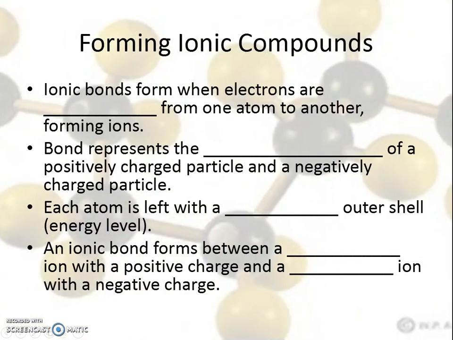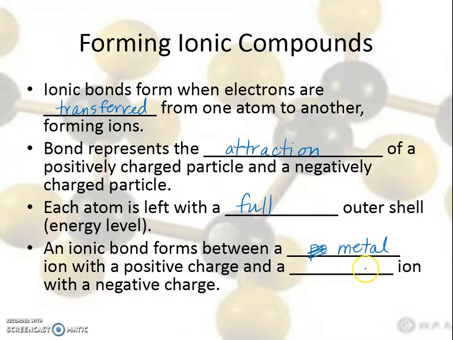So, forming ionic compounds. Ionic bonds form when electrons are transferred from one atom to another. And when they transfer these, they form ions. The bond represents the attraction of a positively charged particle and a negatively charged particle, and each atom is left with a full outer shell or energy level. An ionic bond forms between a metal ion with a positive charge and a non-metal ion with a negative charge. Why? Because metals make positives and nonmetals make negatives.